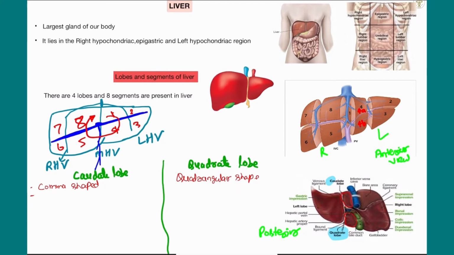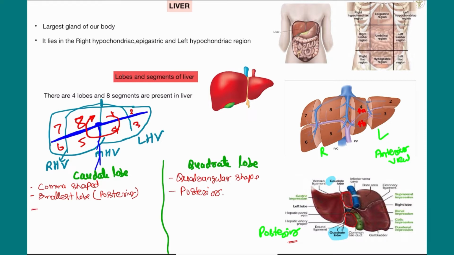I already said it is the smallest lobe present in the posterior position of the liver. So it is the smallest lobe. I will write it is the smallest lobe, and where is it present? It is present on the posterior surface of the liver, not anterior. It's visible in the posterior view, and this caudate lobe is also present in the posterior view, also visible in the posterior. So this is also present in the posterior-most portion.